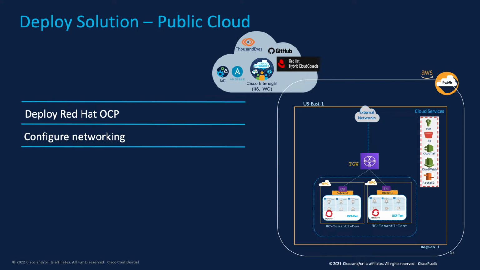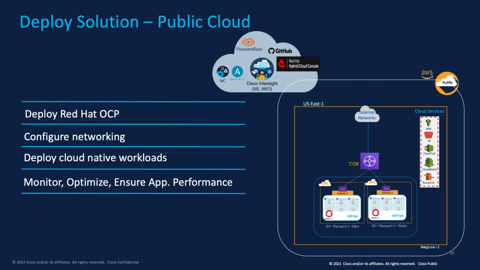Next step is to provision the network both in AWS and in the on-prem data center to enable connectivity between the OCP clusters in both locations. The OCP cluster in AWS is now ready for deploying cloud-native applications. The same Stock Shop e-commerce application is deployed on this cluster for this demo and solution.